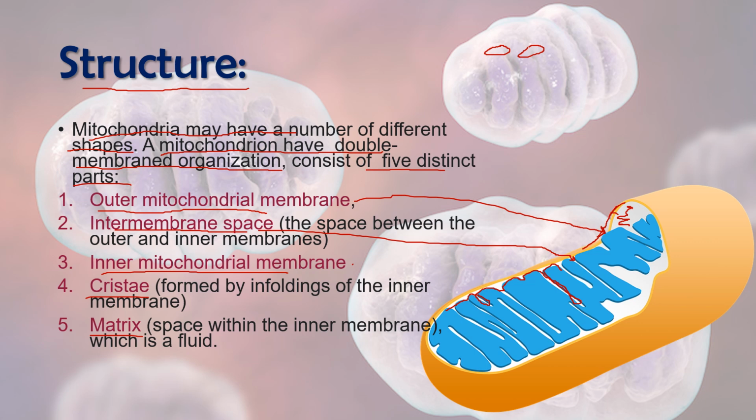Next one is cristae. You can see these folding like structures. These infoldings of the inner membrane are known as cristae. Basically, they expand the surface area of the inner mitochondrial membrane. And the next and the last one is the matrix. The thing that is present inside the inner mitochondrial membrane is known as the matrix, or we can say this is the space within the inner membrane which is fluid like.